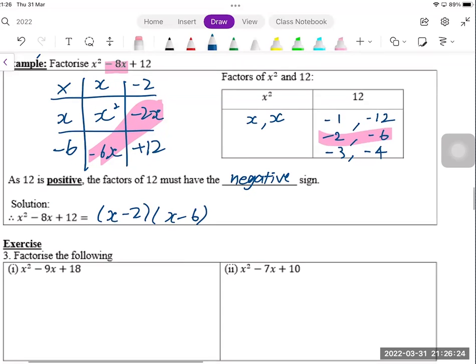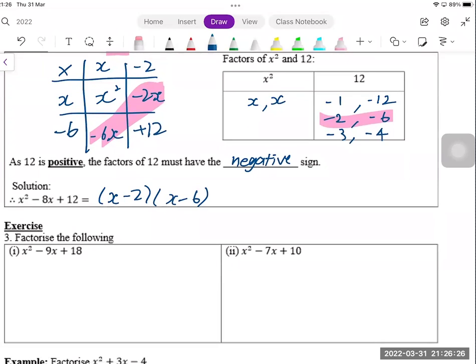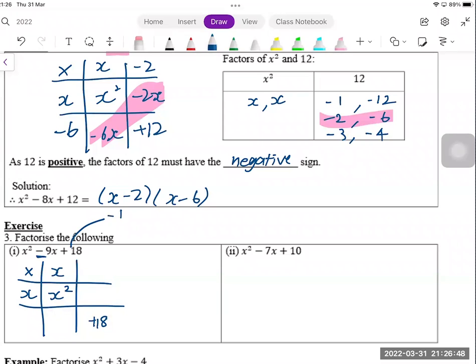Michael? Yeah. Okay, let's try one together, then you try one on your own. So over here, same thing, same practice. I have x squared here, 18 here, x and x. I know that this is a negative number, so I need to break it down into two negative numbers. I can either have negative 1 and negative 18, negative 2 and negative 9, negative 3 and negative 6. I think that's all the possible combinations.